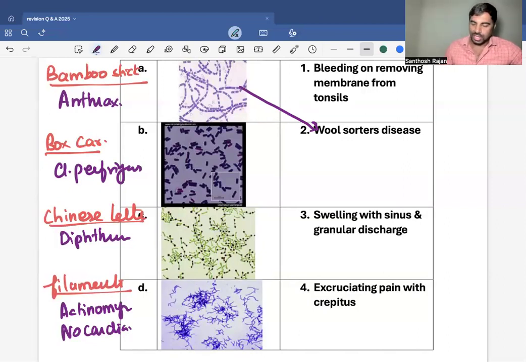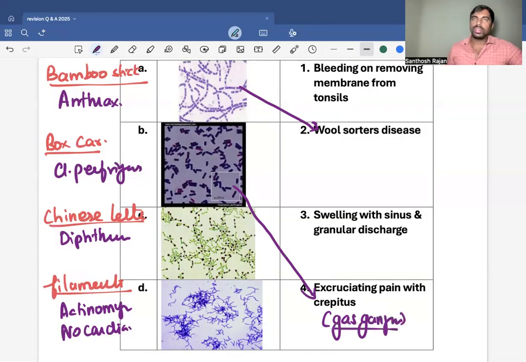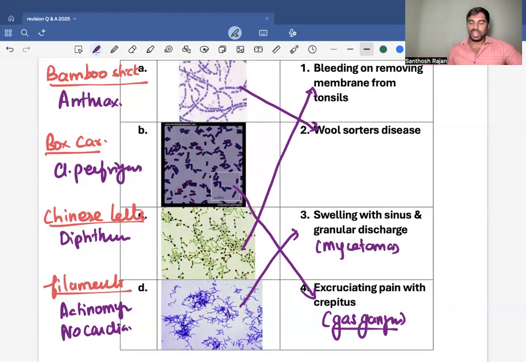Boxcar, so it is gas gangrene. Excruciating pain with crepitus, that is gas gangrene. So our Nagarjun, what happened? In his movie shoot, he got a severe injury and ended up getting gas gangrene. Chinese letter means it's a pseudomembrane. A pseudomembrane is a membrane that bleeds on removing, right? These two, Actinomyces and Nocardia, very characteristically cause something called mycetoma. Mycetoma, a swelling with sinus and granular discharge, is called mycetoma. That's all. Direct questions.